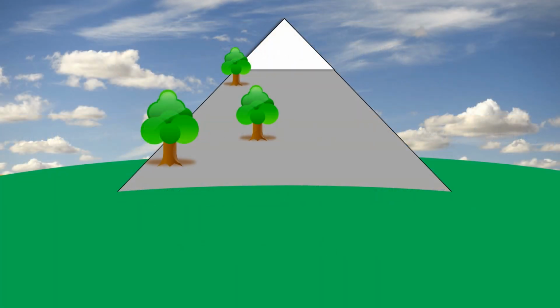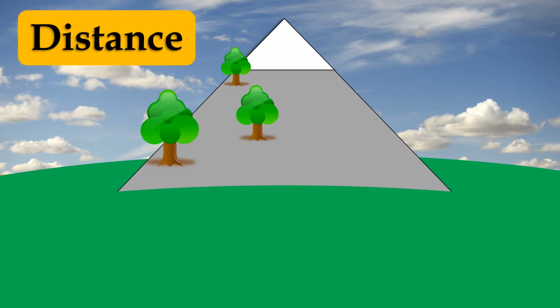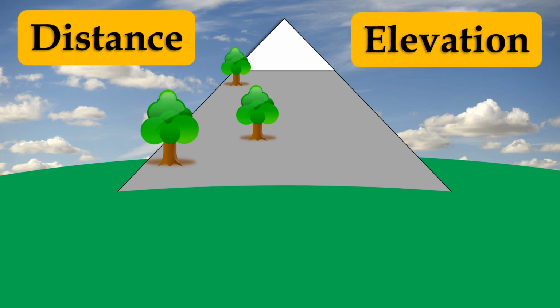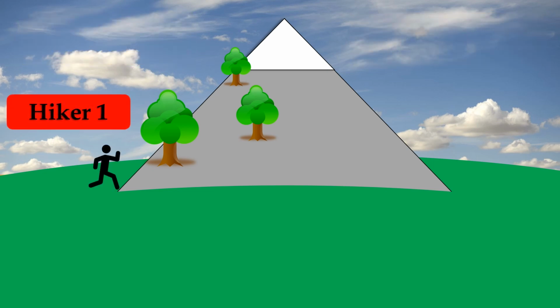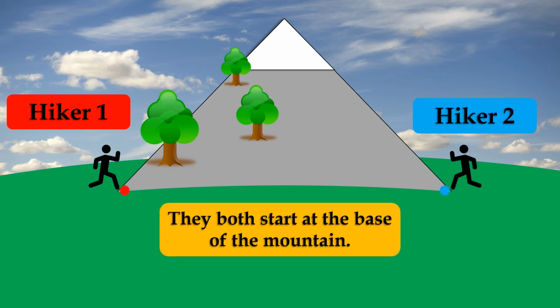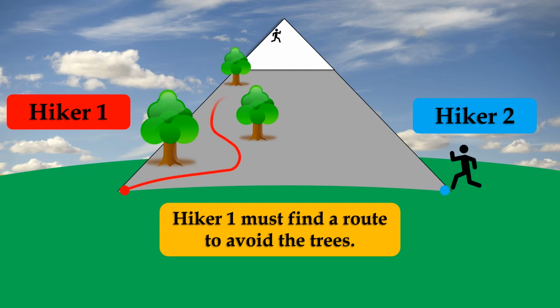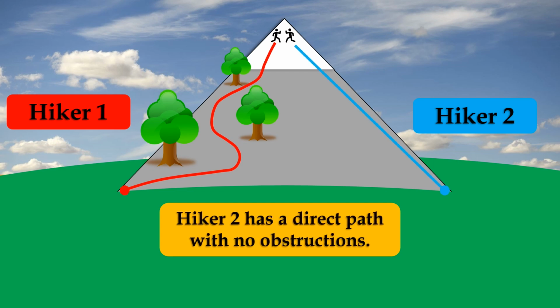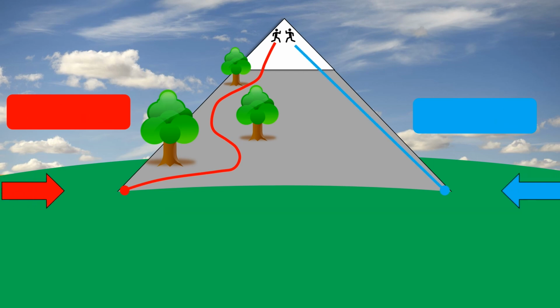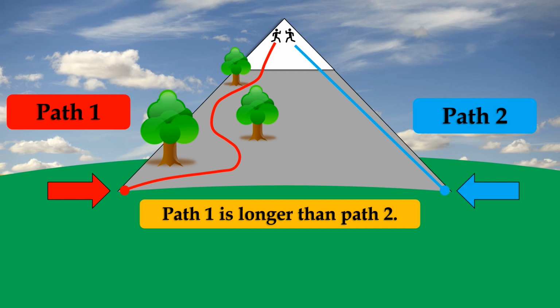Let's use the classic analogy of hiking on a mountain and focus on two measurements: distance and elevation. Hiker 1 is on the left and hiker 2 is on the right. They both start at the base of the mountain. Clearly, hiker 1 must find a route to avoid the trees. On the other hand, hiker 2 has a direct path with no obstructions. Path 1 is longer than path 2.